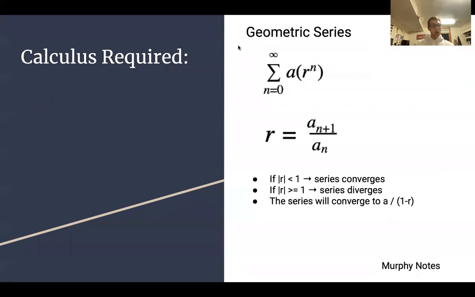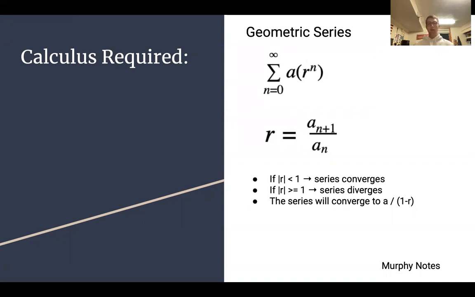So the calculus that we are going to need in order to solve this is a geometric series. We all know that the equation for the geometric series is the summation of n equals 0 to infinity of a times r to the n, where a is the beginning value and r is the common ratio. And we all know that we get r by doing a sub n plus 1 over a sub n.